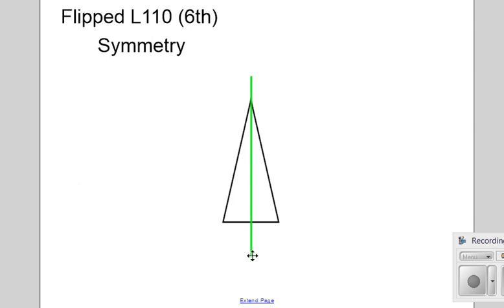For example, we have our green line here, and it cuts through our isosceles triangle, and what that means is that this side is congruent to this side. They're the same. If you look at that green line, these two triangles have the exact same amount of area, and if I folded it on that green line, they would be the same. So that's one way to look at symmetry.